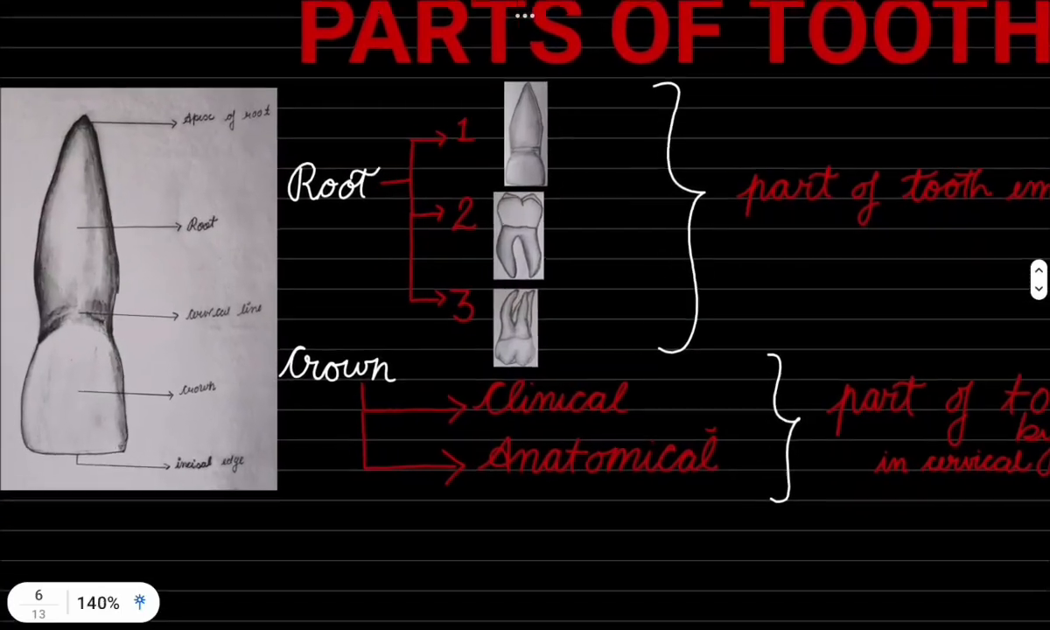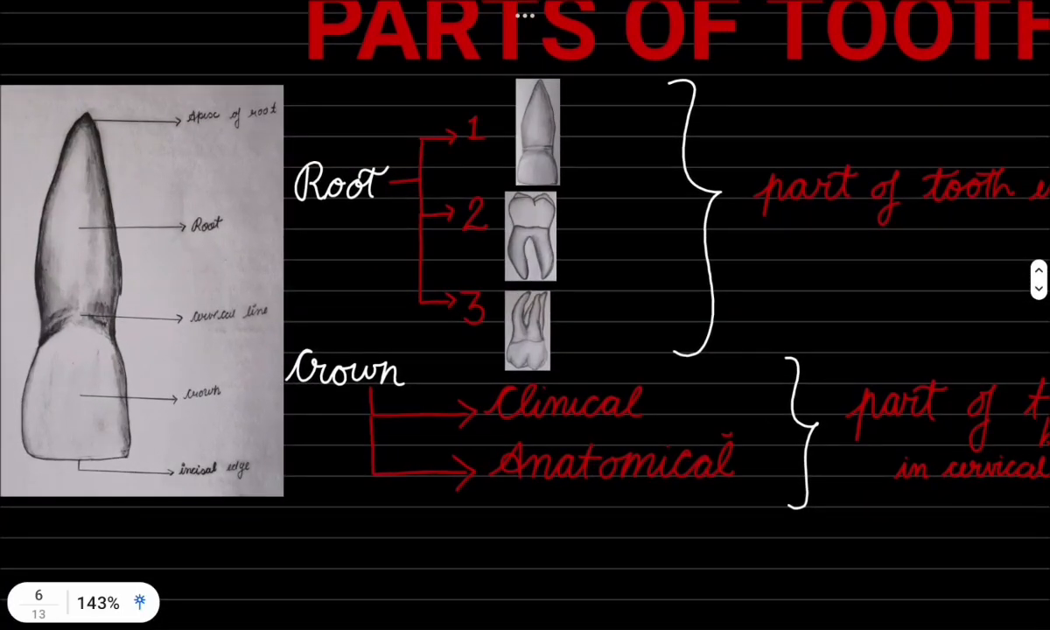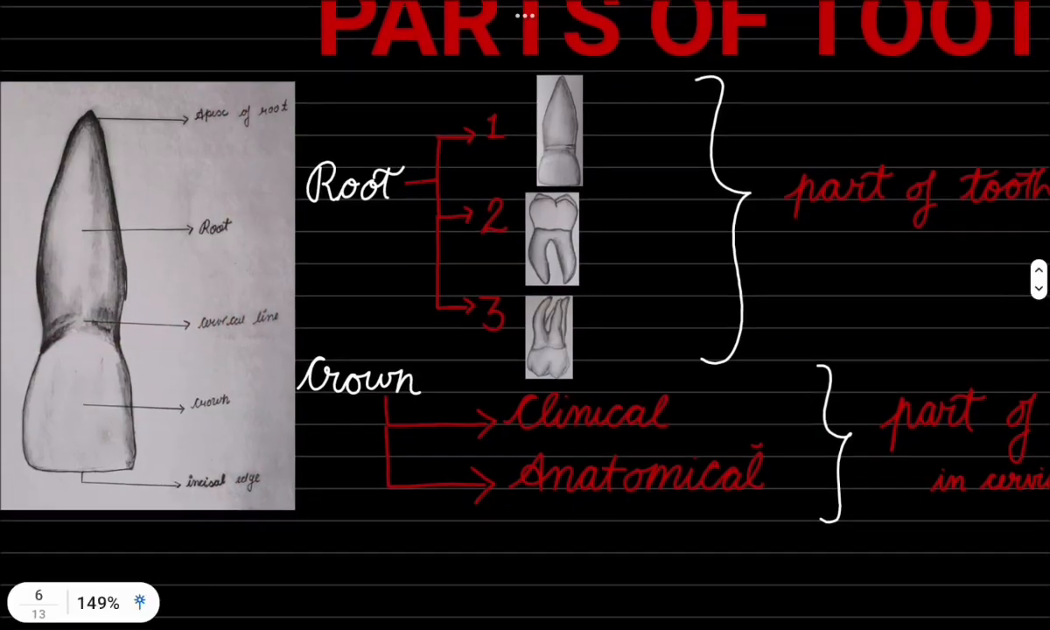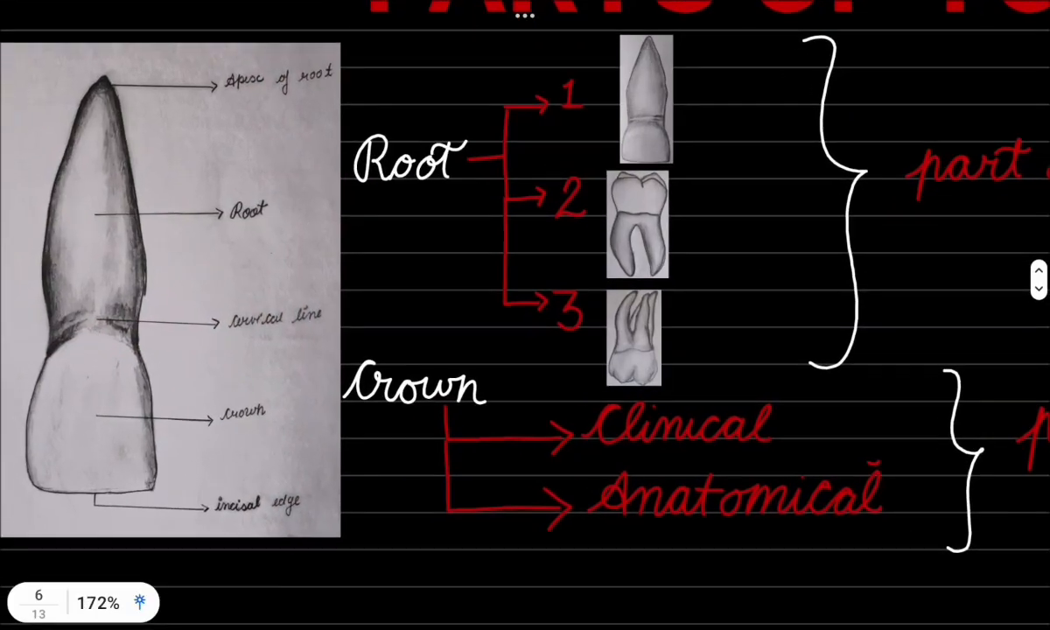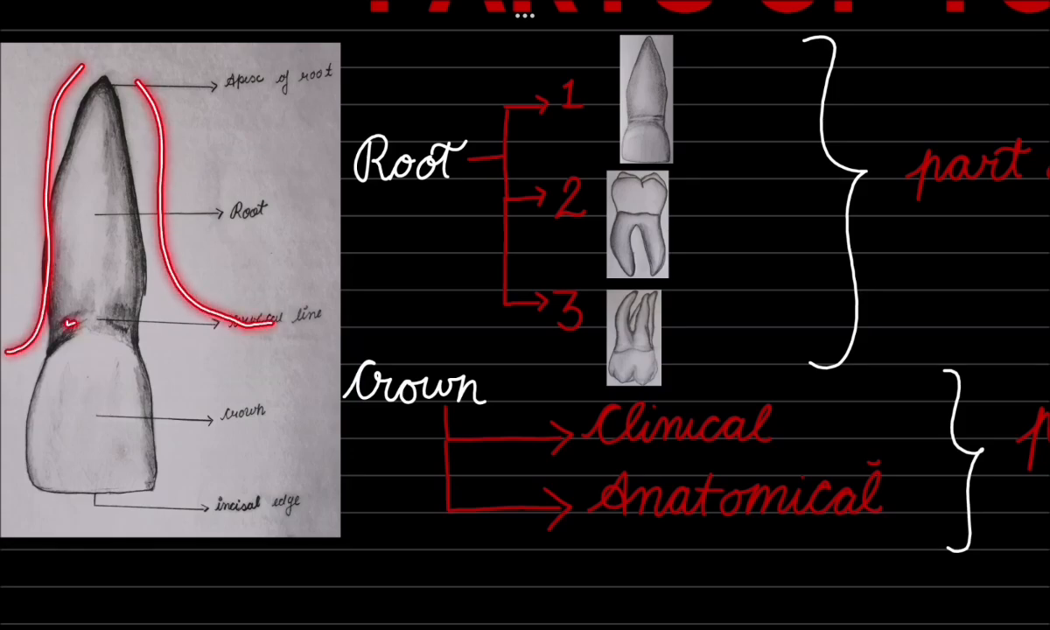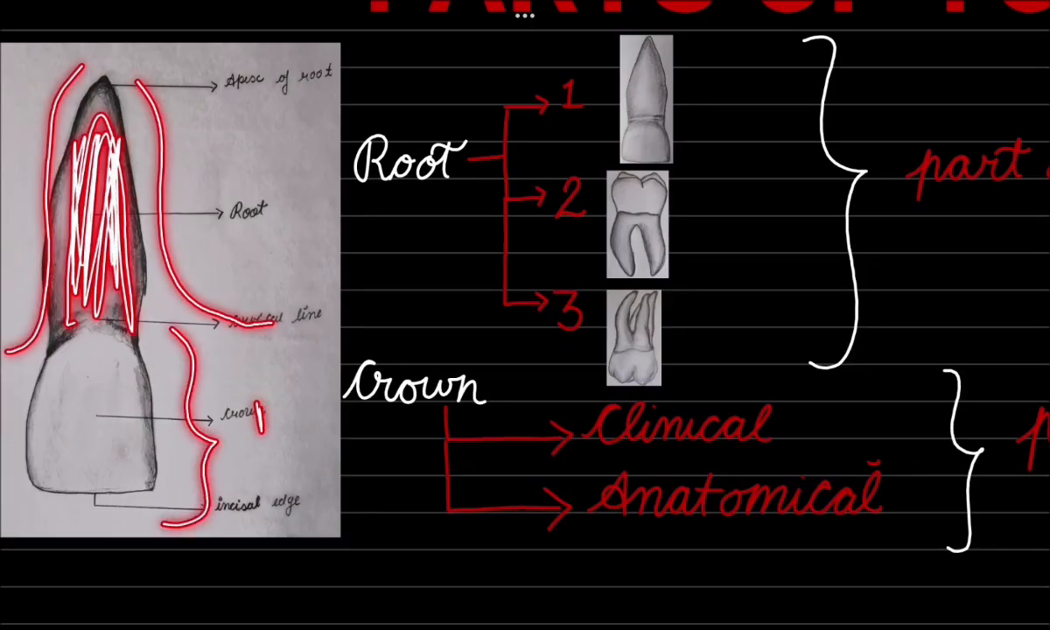So basically, a tooth will have majorly 2 parts. The crown and the root, and the line between them is the neck. Now, whenever the tooth is present in the oral cavity, it will be embedded into the alveolar bone, that is the maxillary bone or the mandibular bone. Now suppose this is the bone. So the part which is inside the bone is called the root, and the part which is above the bone is called the crown.